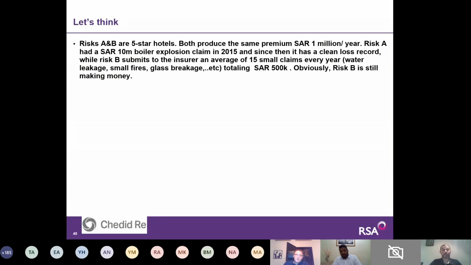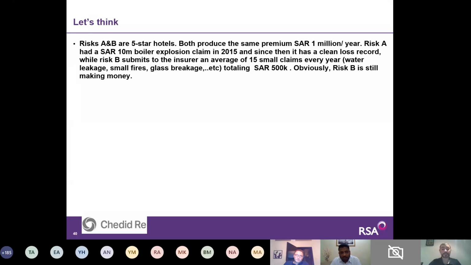Okay, another question. Risk A and B, 5-star hotels, both produce the same premium, Saudi riyals 1 million a year. Risk A had a boiler explosion. This is exactly what I was saying a minute ago. Boiler explosion, 2015, 5 years ago, 10 million Saudi riyals claim. And since then, it's a clean loss record.